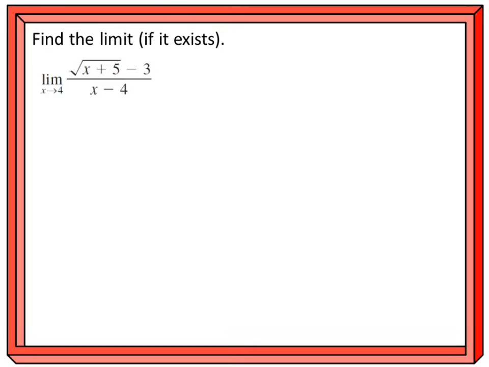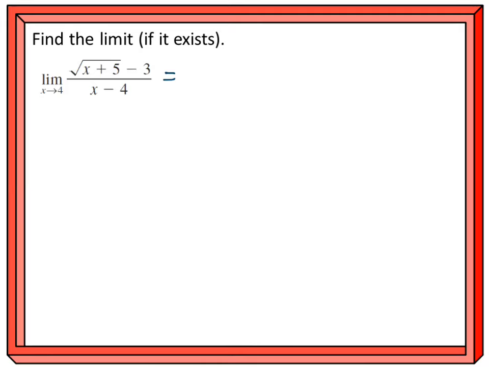Find the limit if it exists. Again, we're doing this analytically. Step number 1, evaluate a limit. It's just plug in our number, our x value of 4 here. Limit as x approaches 4 of the square root of x plus 5 minus 3, all of this divided by x minus 4.